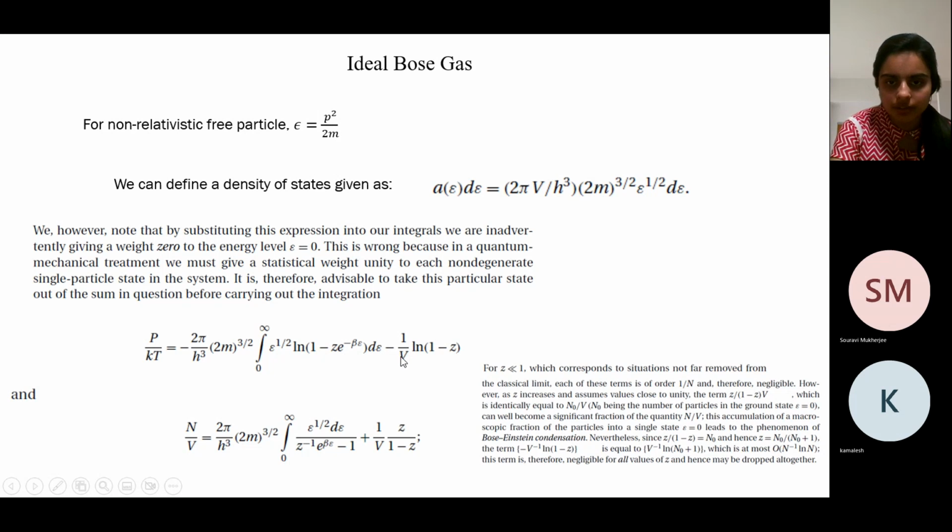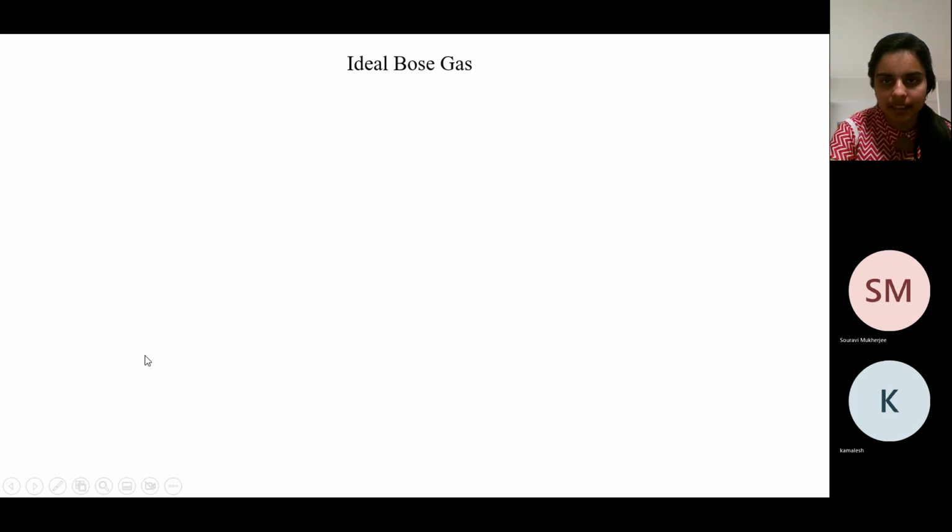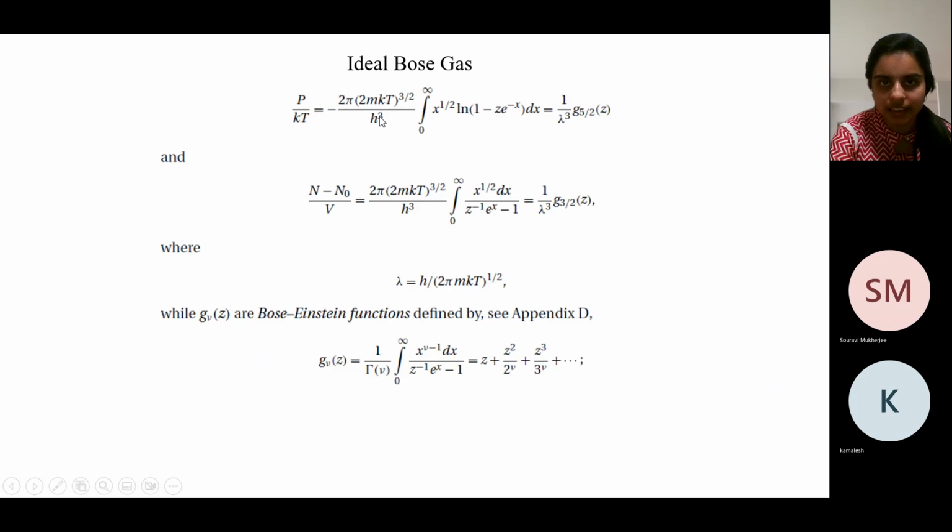Because of that, you can write an expression for p by kT, which is given by this integral, right? And here what you have done is taken n naught by v, which was that 1 by v z by (1 minus z) term, to the left hand side. So in both cases, on the right hand side, you have this integral. And then you define an integral which is given by this expression here.